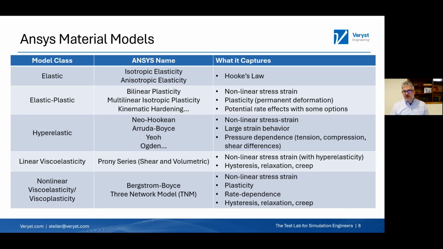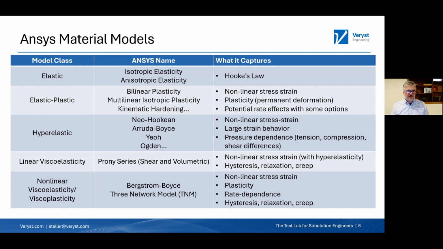We also have elastic plastic models in Ansys. That's called bilinear plasticity, multilinear isotropic plasticity, kinematic hardening plasticity, and you can mix those together as well. There's hyperelastic models. I've listed 4 there. Ansys has 8 or 10 off the top of my head. So there's a whole lot you can get into there, but these are a next level up.